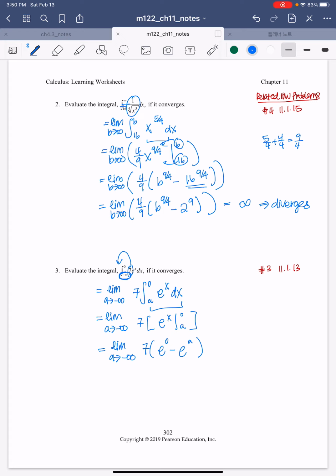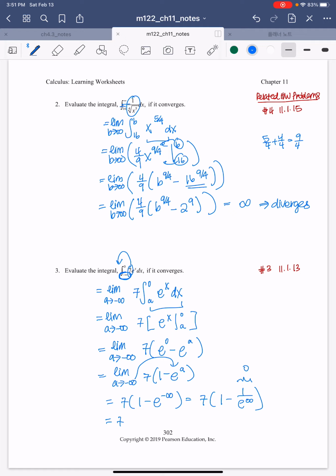Okay. Now, anything to the 0 power is 1. E to the a is just e to the a. 1 minus e to the a. Now let's plug in negative infinity here. So you have 7, 1 minus e to the negative infinity, which can be rewritten as 1 minus 1 over e to the infinity. Negative power rewriting into positive power. 1 over really big number is just 0.